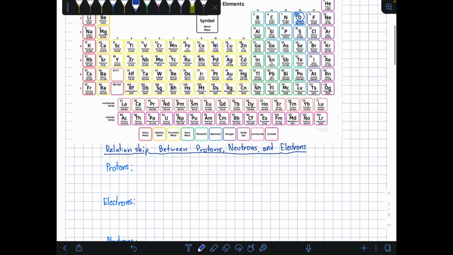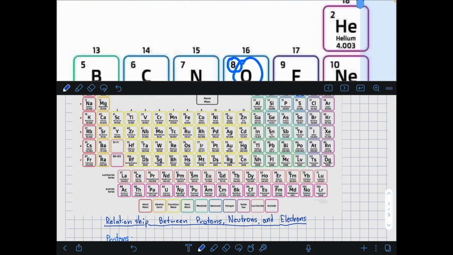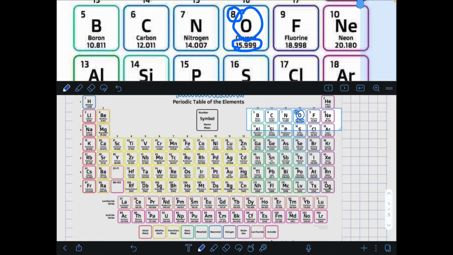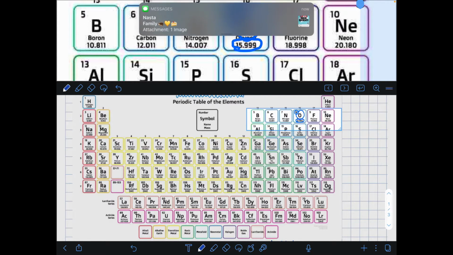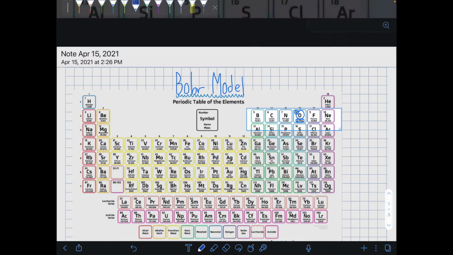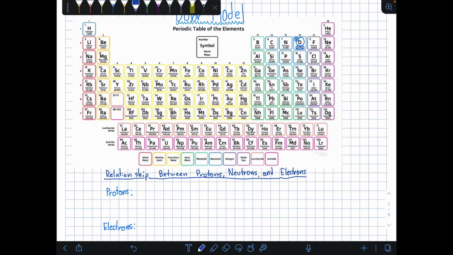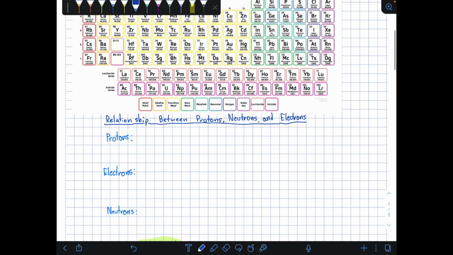So the protons are the same as your atomic number. Sorry, I keep saying mass number. So yes, it's the same as your atomic number. For oxygen, it's 8. Sorry, so it's exactly your atomic number. Here's 8, 8 is your atomic number. That's how many protons you have for oxygen. So we're just going to write in same.